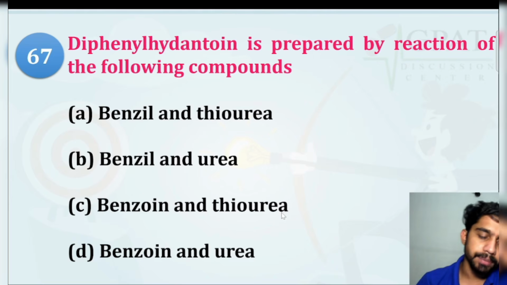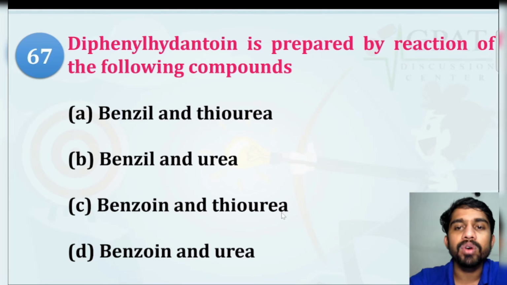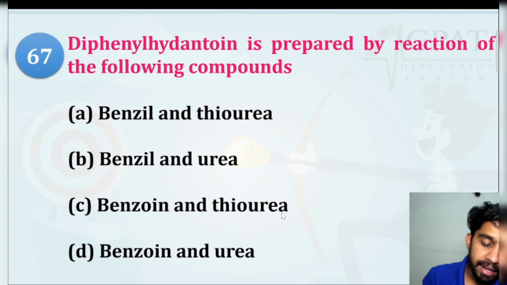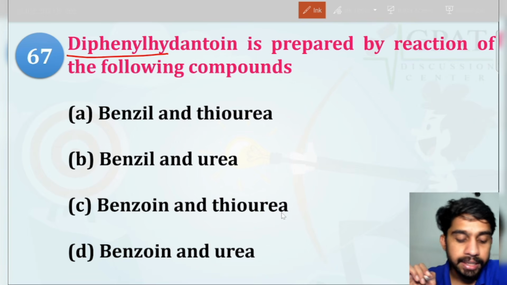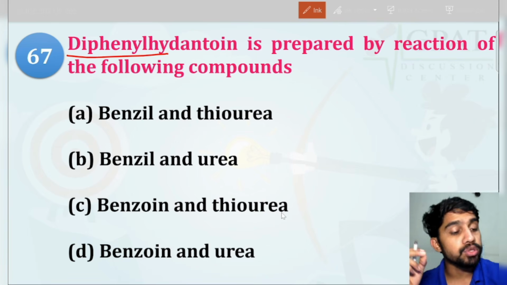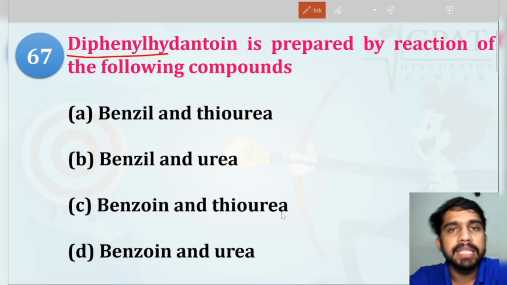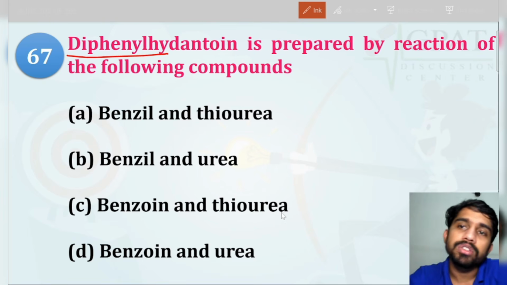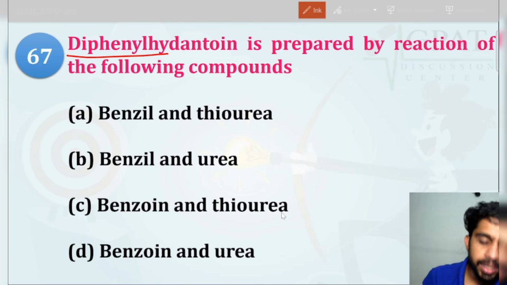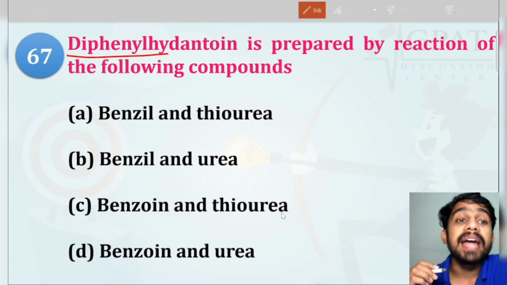Okay, next question, question number 67. Diphenylhydantoin is prepared by the reaction of what? What is the starting material? In medicinal chemistry, don't go much deeper into the synthesis. Just focus on the starting materials of the synthesis. So diphenylhydantoin, that is your phenytoin. What is the starting material for phenytoin?